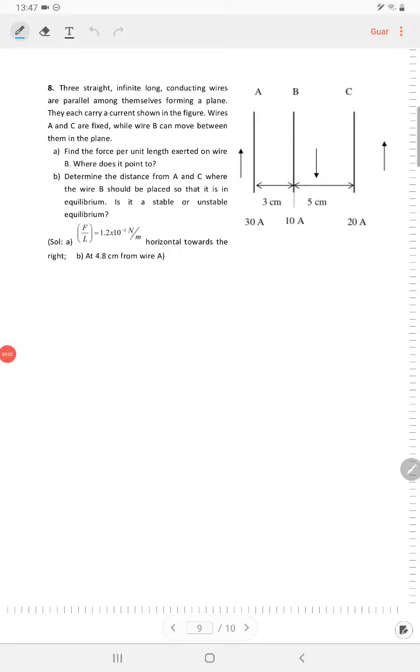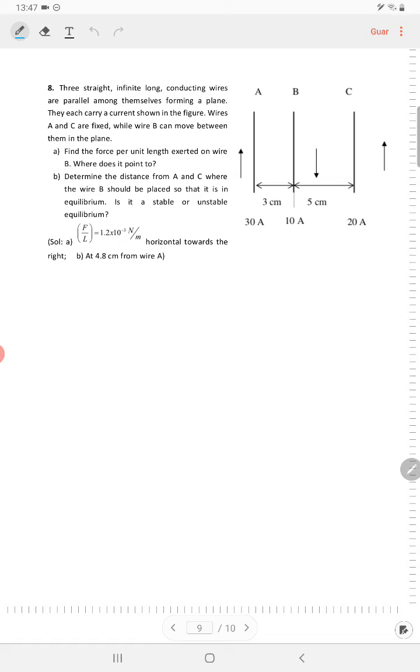In this video we solve problem 8 of Unit 15. In this problem we have 3 wires, all infinitely long and parallel. It's wire A, B and C. Wires A and C have the same current direction, and in wire B the direction is opposite to the other two.